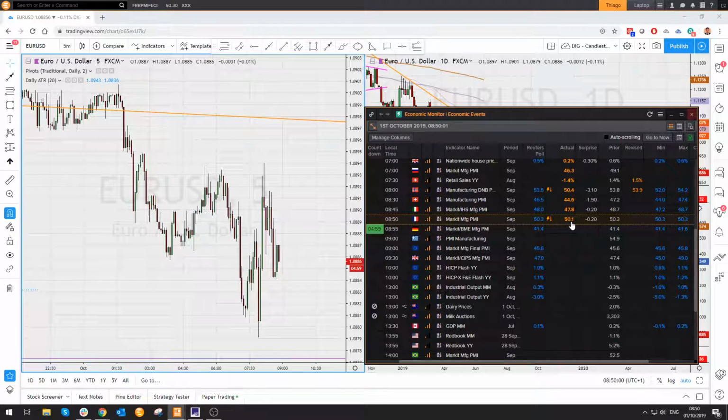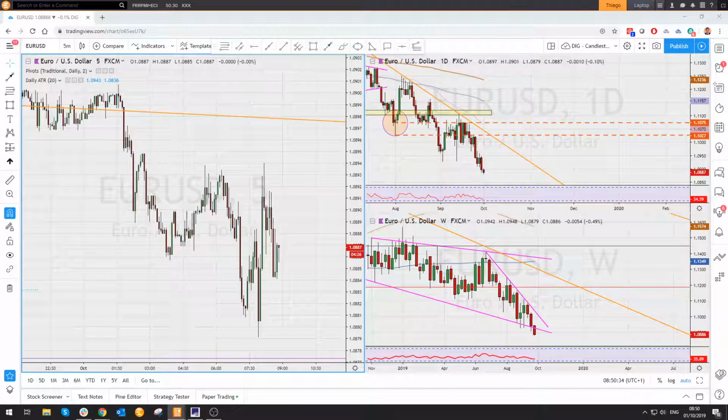So 50.1 is slightly negative, not a huge negative number, still above the 50. So I don't expect the market to make a big deal of this. I think the market can be a little bit happy to know that we're still above the 50 level. As you can see, the euro didn't move that much, only moved 2 pips from that data. So that's what was expected, really.